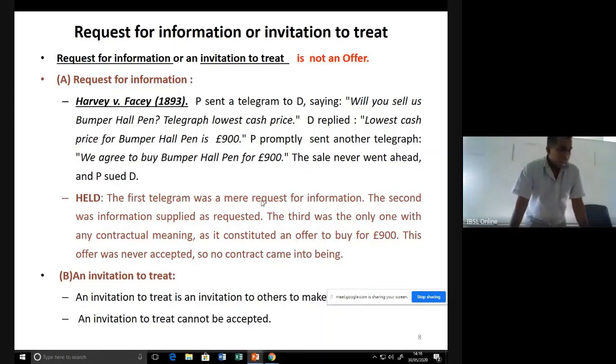I will explain these two with an example, then you will understand what it is. Take the first one, request for information.